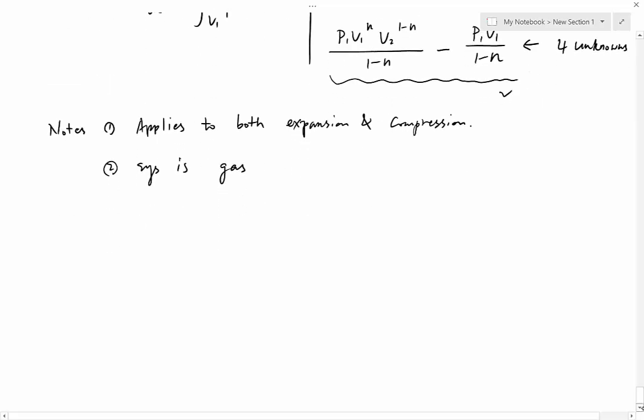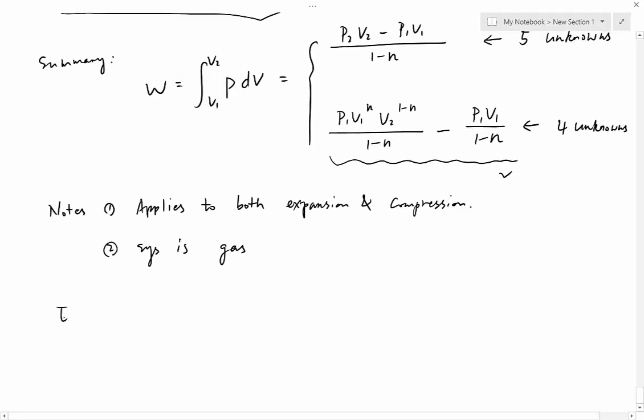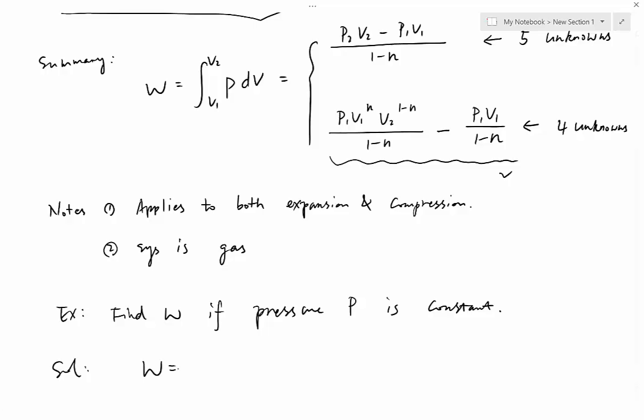Okay, to finalize our class today, we do a very quick example. Find work W if pressure P is constant. How do we find work? So now we go back to the equation we just developed today. How many options do you have? You have 3 options. You can use the original one, integral of PdV. You can use the very short one, the very pretty one, or you can use the very long one. So which one do you actually use?